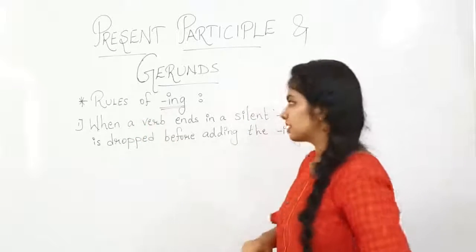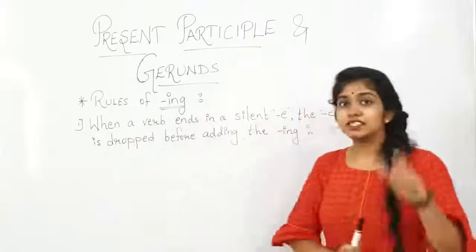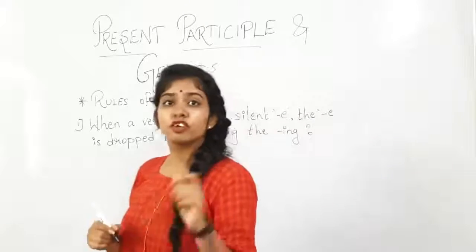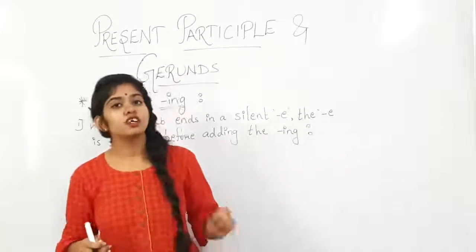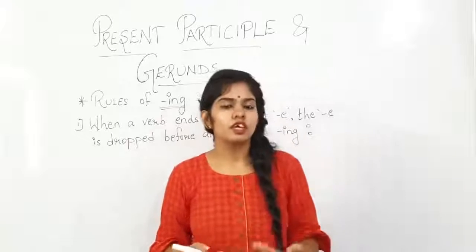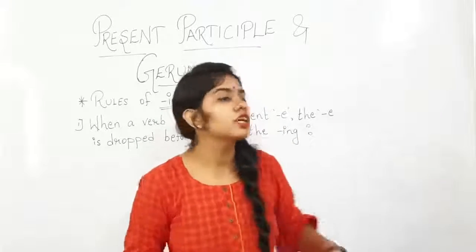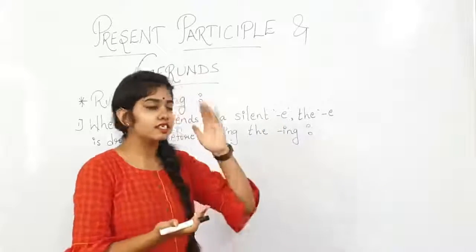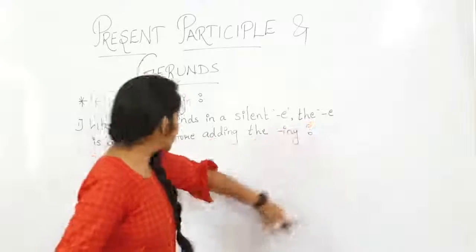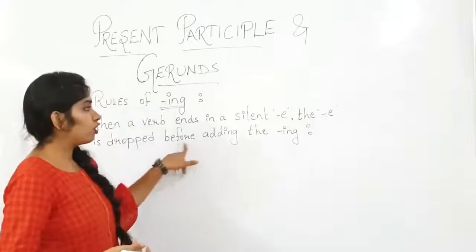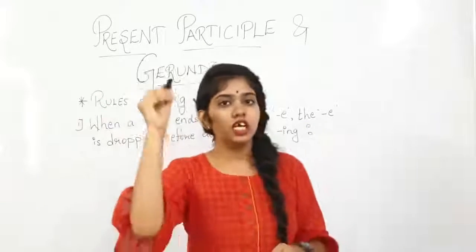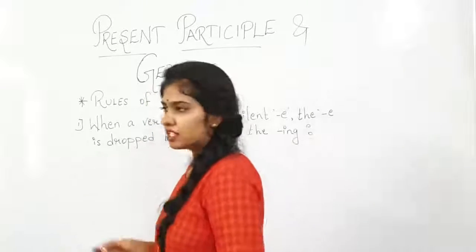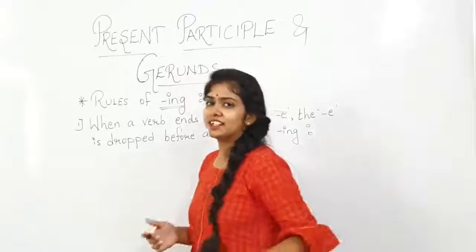Our first rule is: when a verb, that is an action word, ends in a silent e. Whenever you speak the word, we do not speak any sound of the e at the end. So the letter e is silent there. Then the e is dropped before adding the ing. Means we will cut the e before adding ing. Let's have some examples so that you will understand very clearly.